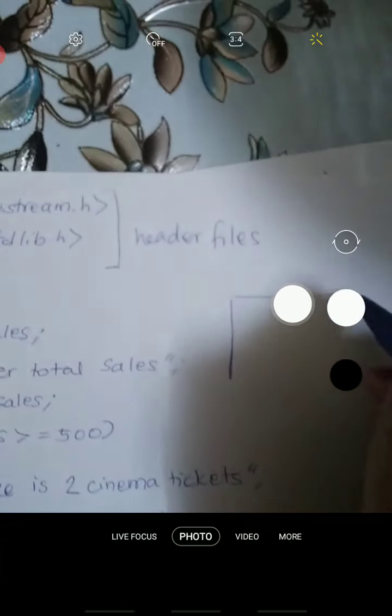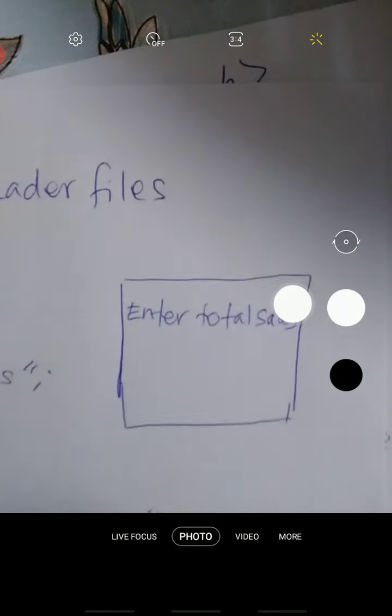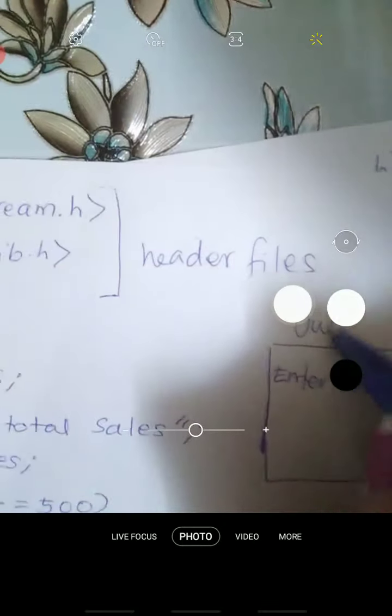Okay, let me draw a dummy. Imagine this is the output screen, which is usually black, and then you have this statement, enter total sales. The way it is written in the program, it will also show in the output screen, enter total sales. That's how it will show in the output screen. Let me show you the output screen here. Okay, that's the way it will display.